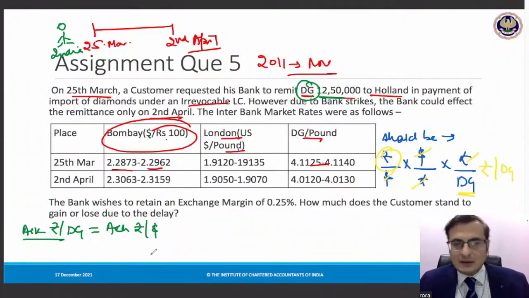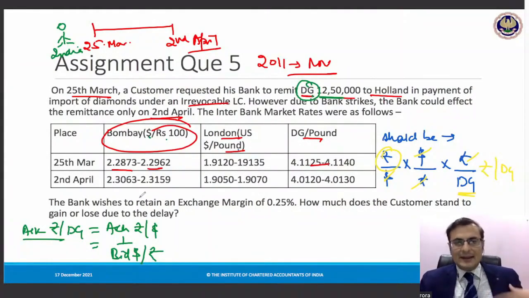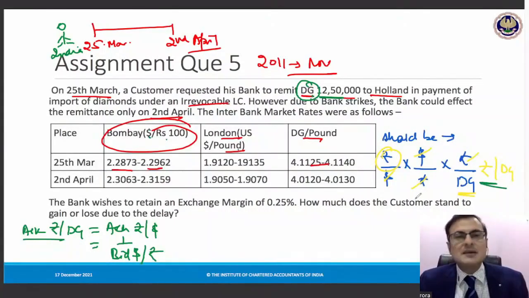Is it given to me? No, sir. Okay, so how can I do that? I will have to change that. What to change? I have to do 1 by bid, dollar by rupee. You got the point, Teju? I need rupee by dollar, so that this calculation becomes like this. But what is given to me is the opposite.